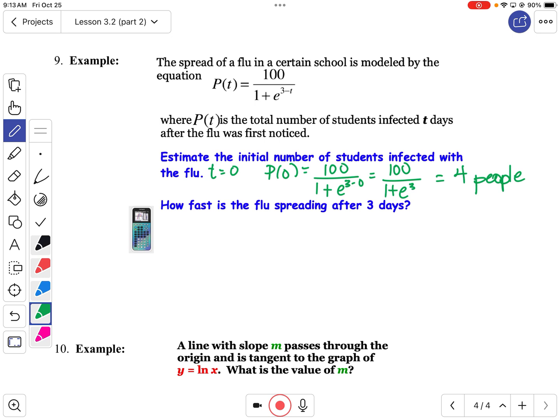Now, the next question. How fast is the flu spreading after 3 days? What is that asking me for? A rate of change. Okay, it's asking me for a rate of change. And if it's asking me for a rate of change, that is the derivative evaluated at what day? 3. Okay, so this is where we're going to use that nDeriv function on our calculator, math 8. We're going to use the calculator to help us get this answer.